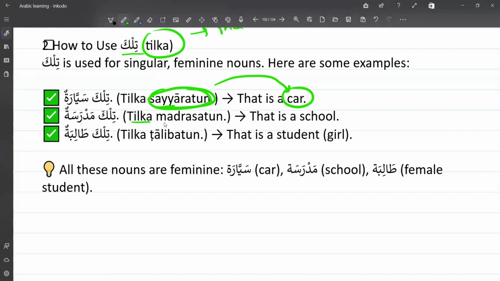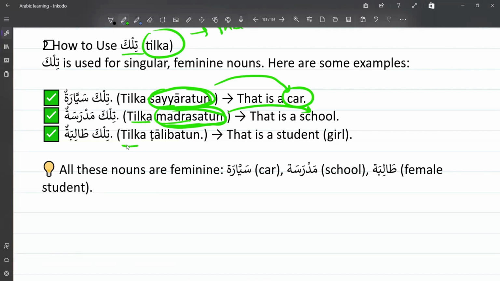Similarly, tilka madrasatun. Tilka madrasa or tilka madrasatun. In Arabic, a school is said madrasatun. Madrasatun means a school. To refer to a school, we say madrasa or similarly, madrasatun, the same thing.